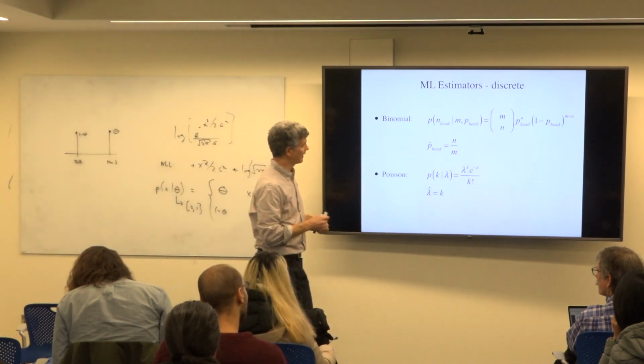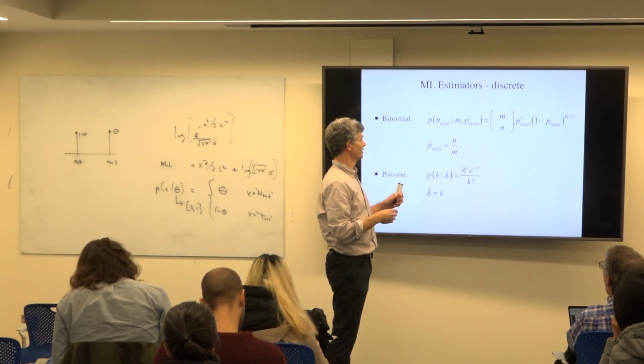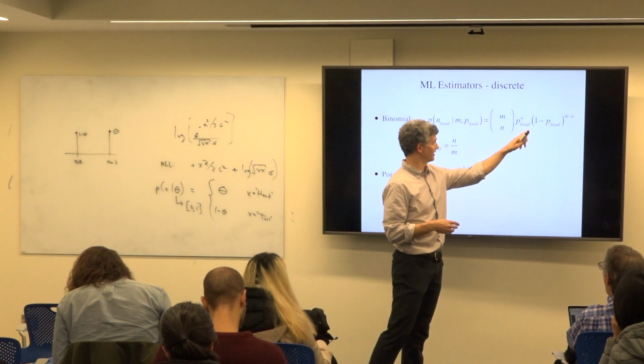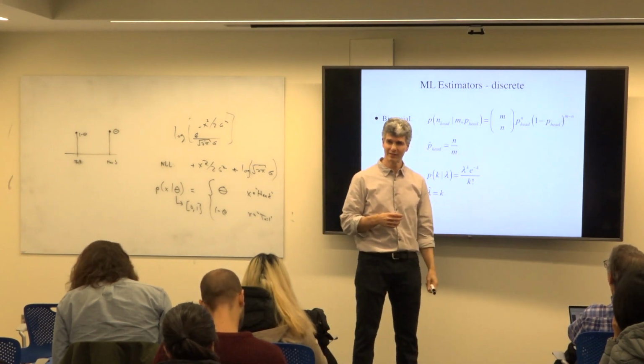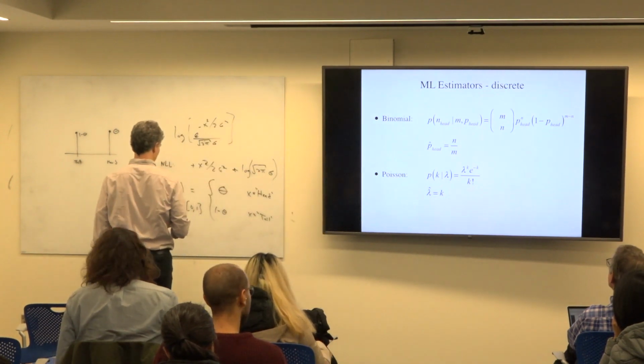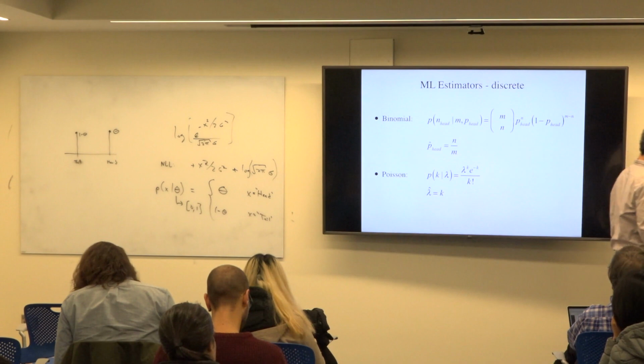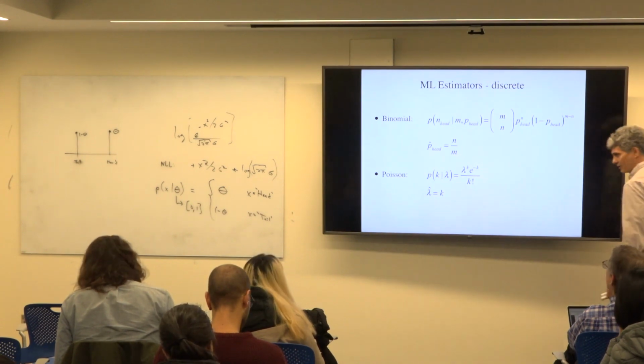Okay. So now we want to do maximum likelihood estimation. So how do I maximize this? I want to maximize this over what? I could do the negative log likelihood, right? And minimize it.